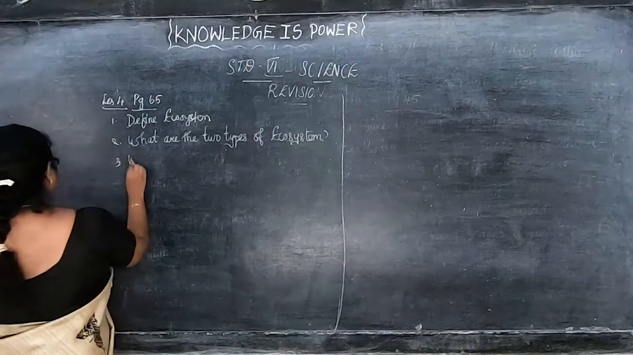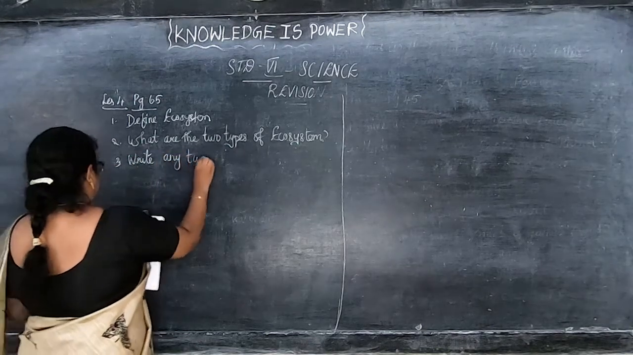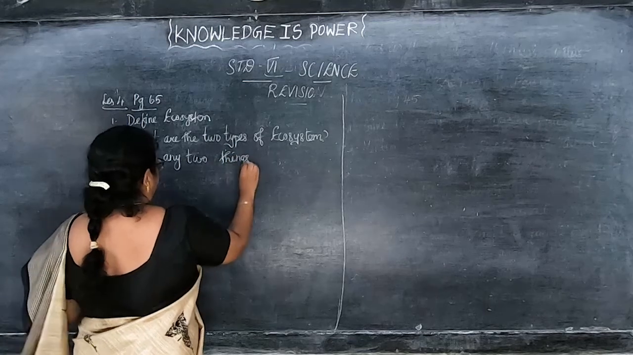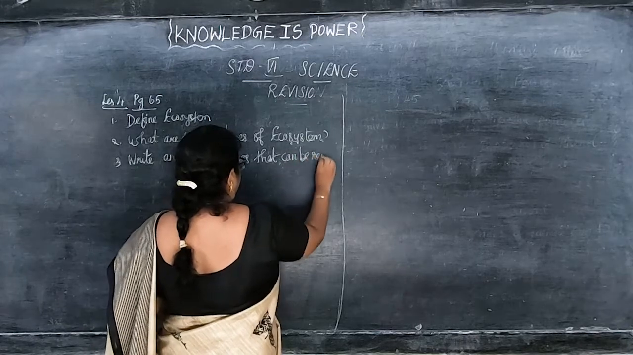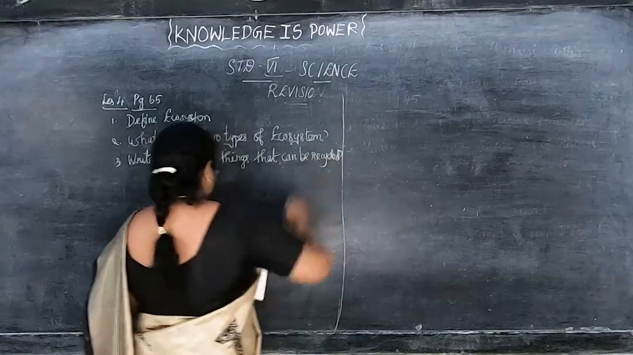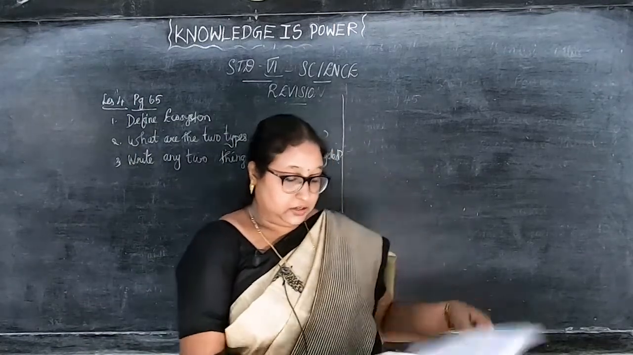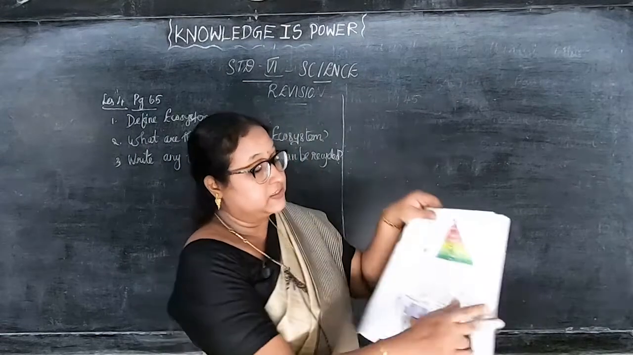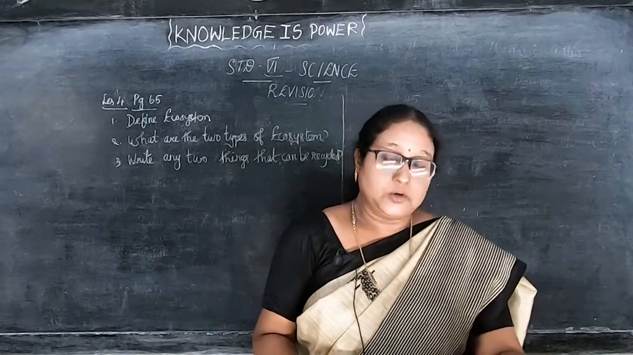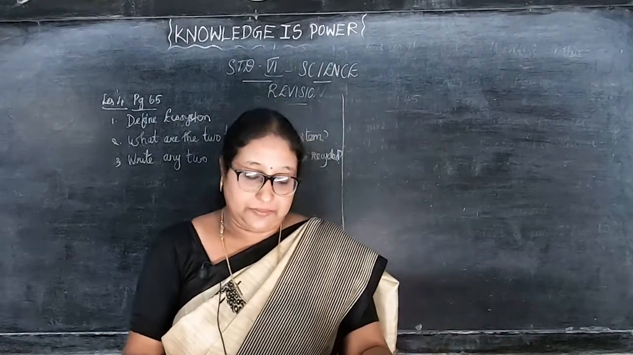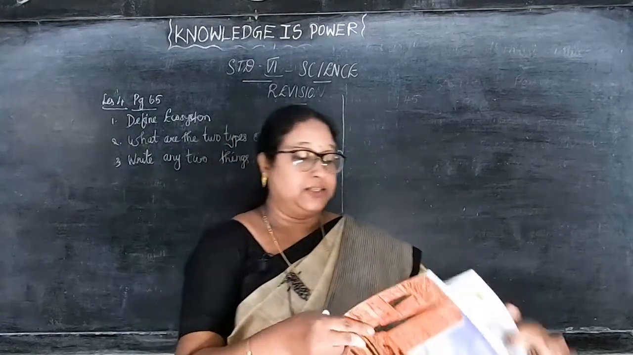Then question 3, write any two things that can be recycled. It's on page number 57. You can take page number 57, children. On the right side, first para, recycle is there, in the third line: using old clothes to make paper and melting some plastics to make floor mats, plastic boards and hose pipes. Okay, that is the answer.